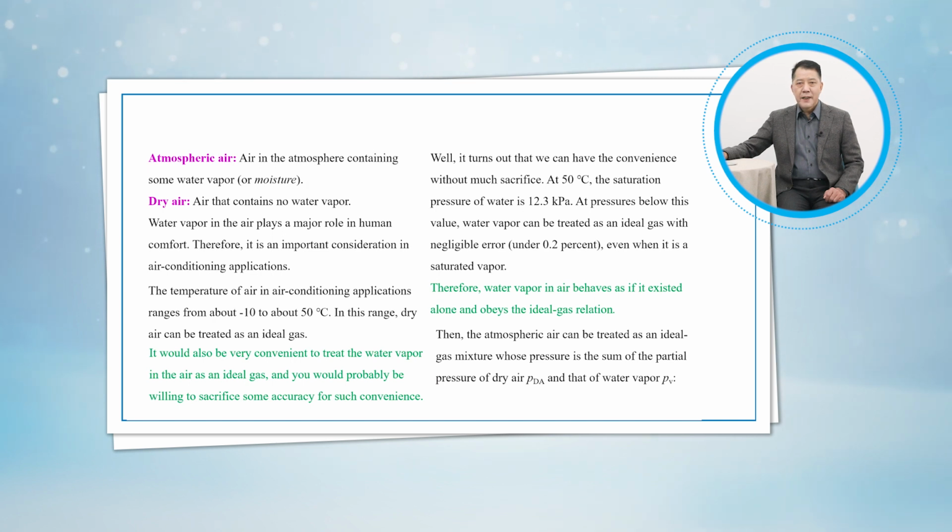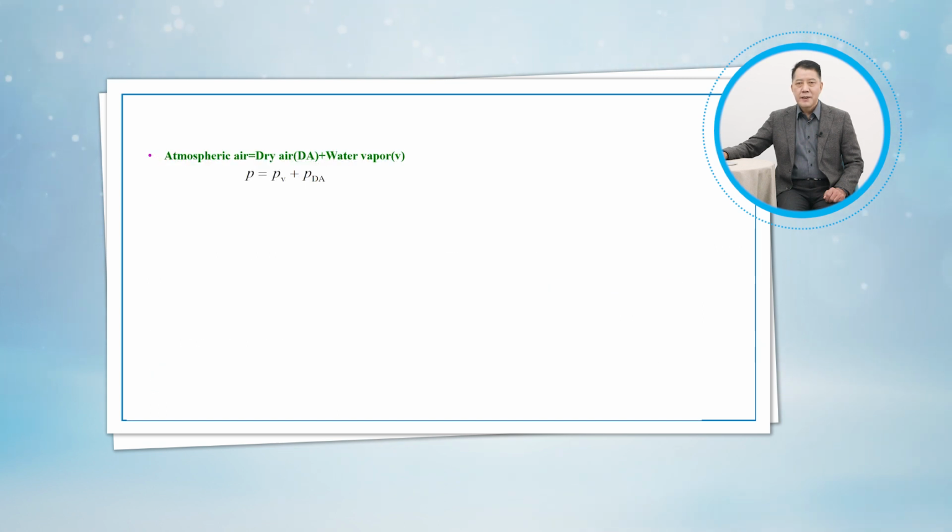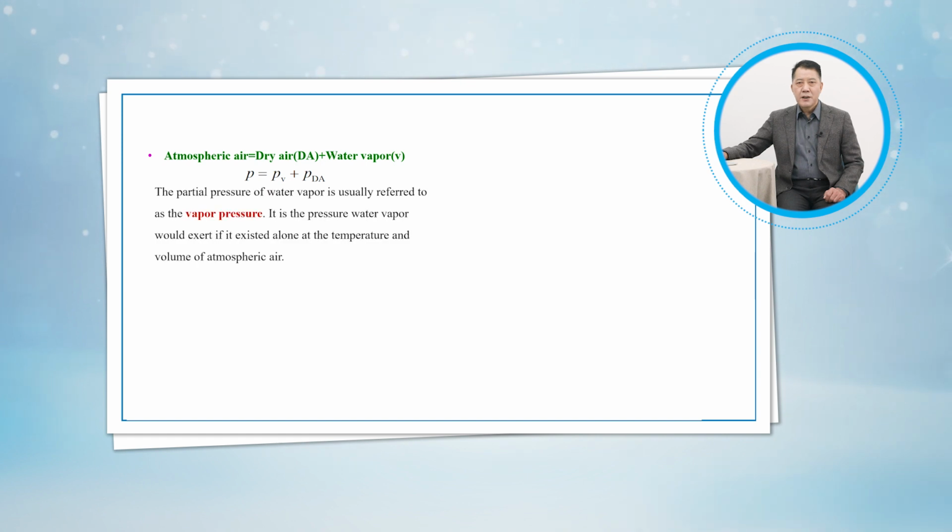Then, the atmospheric air can be treated as an ideal gas mixture whose pressure is the sum of the partial pressure of dry air and that of water vapor. And we have this relation. The partial pressure of water vapor is usually referred to as the vapor pressure. It's the pressure water vapor would exert if it existed alone at the temperature and volume of atmospheric air.